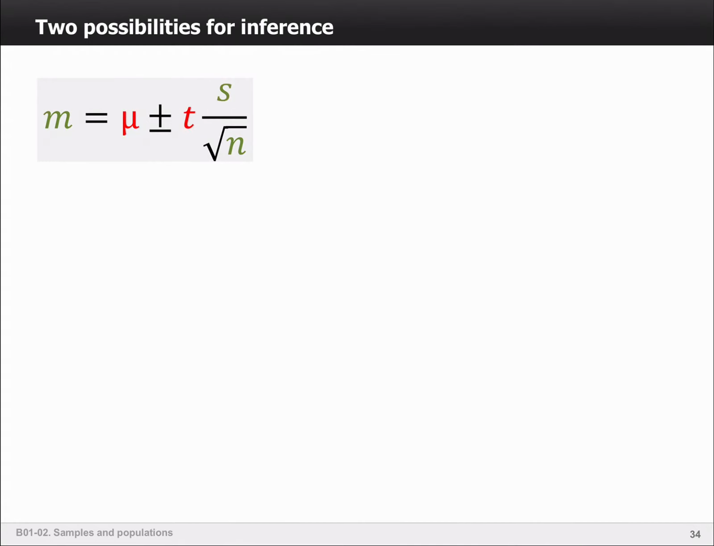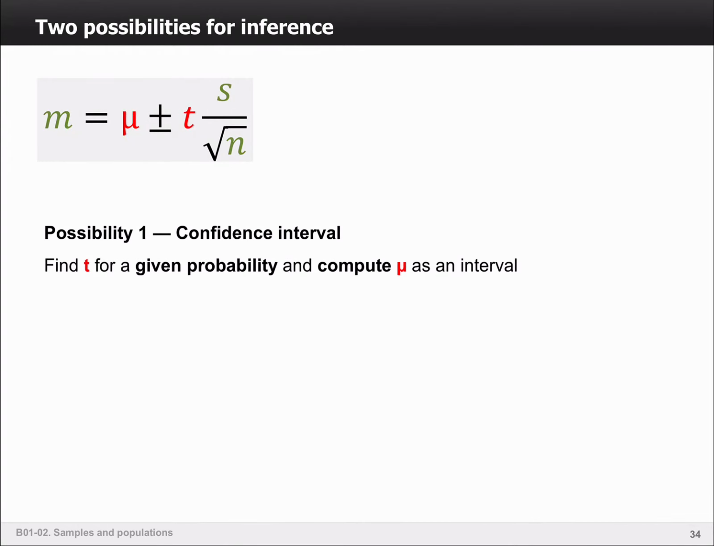So we have two possibilities for the inference. Possibility one is to calculate a parameter of your population as an interval, which is called a confidence interval. In this case, you need to find t, because you have two unknowns in this equation, mu and t. You need to find t if you want to compute mu, right? And t will depend on this uncertainty level, how uncertain you want to be: 95% of cases, 99% of cases, 99.9% of cases. You can calculate t if you know the uncertainty, right? And then you can calculate mu as an interval, which is called a confidence interval.